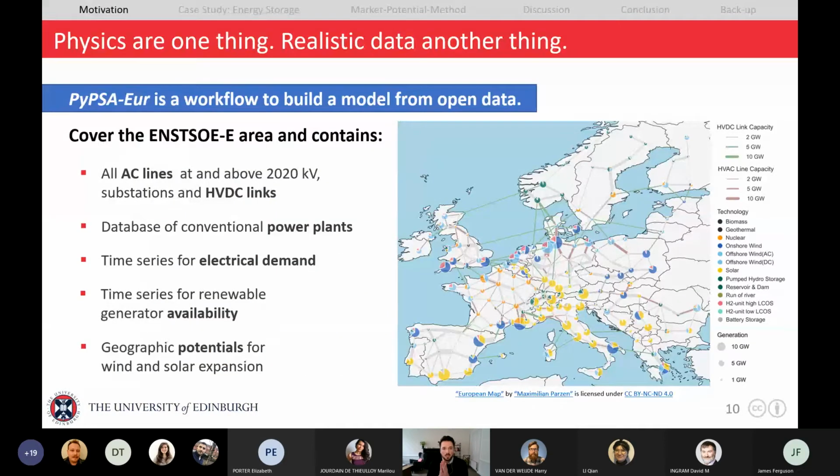Now just an introduction to PyPSA-Eur. It is a workflow to build a model from open data. What we're doing in Europe is collecting a lot of data from power plants, and also the existing ENTSO-E power lines, which are planned and also installed. We have time series for electrical demand, and then also derive time series for wind and solar. It's also restricted in terms of geopotential. That's how we come up with these kinds of maps. In this case, I'm looking at a future scenario with 100% CO2-free technologies.